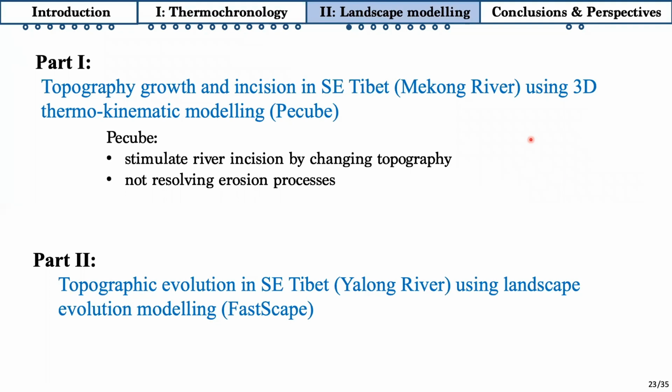So until now, the first part with the low temperature thermochronology has made us better understand the different roles of the rock uplift and the incision during the exhumation. But in this part, we see that the PECUBE that we used only simulated the river incision by changing the topography, and it doesn't resolve the erosion processes. So we need another tool, Fastscape, in our second part, which really resolves the fluvial erosion and the landscape evolution in a physical way. And in this part, I will use the Yellow River catchment as an example.